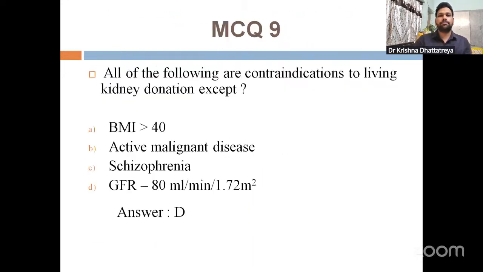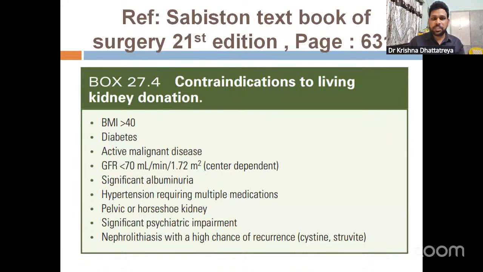Next, we'll go to the ninth question. What are the contraindications for living donation? Okay, living kidney donor. BMI more than 40, yes, it is contraindicated. Active malignant disease is a contraindication. Schizophrenia is a contraindication. And the last one is GFR: if it is 80 ml per minute, that is not a contraindication. If GFR is less than 70, that is a contraindication. This question is taken from the Sebastian textbook of surgery. So BMI more than 40, diabetes, active malignant disease.